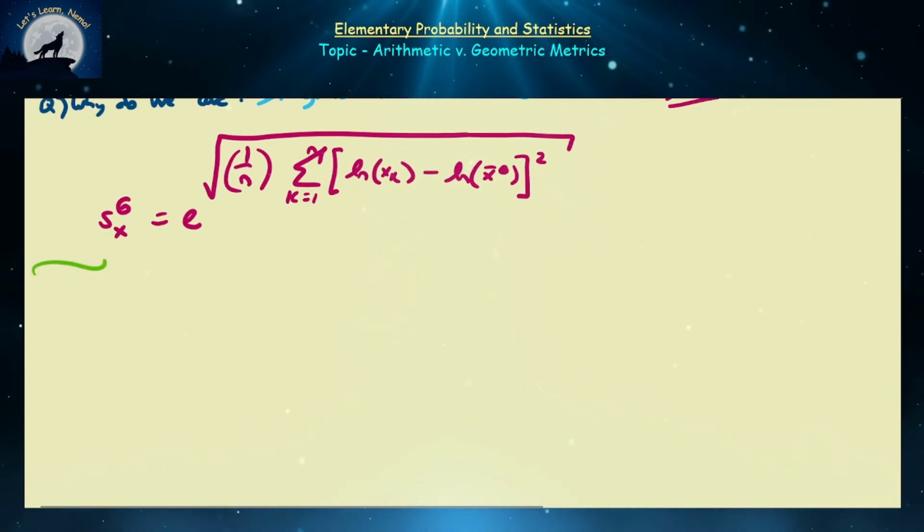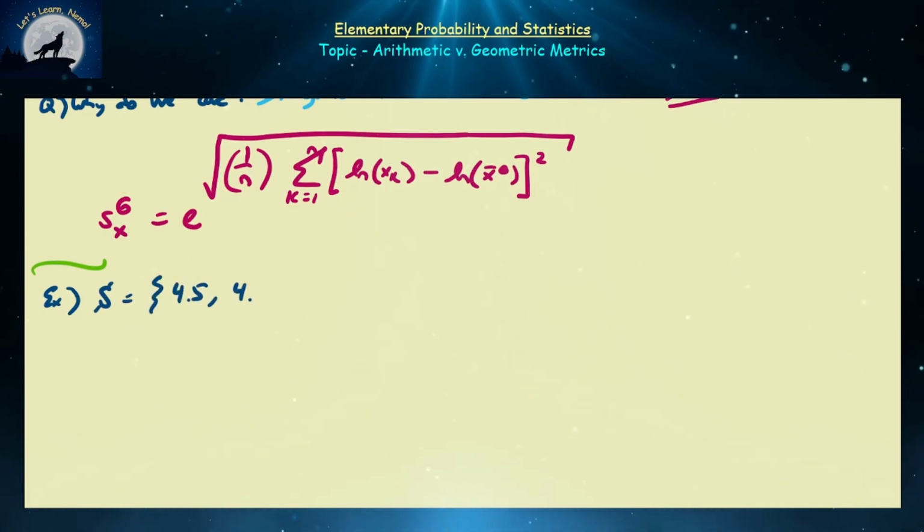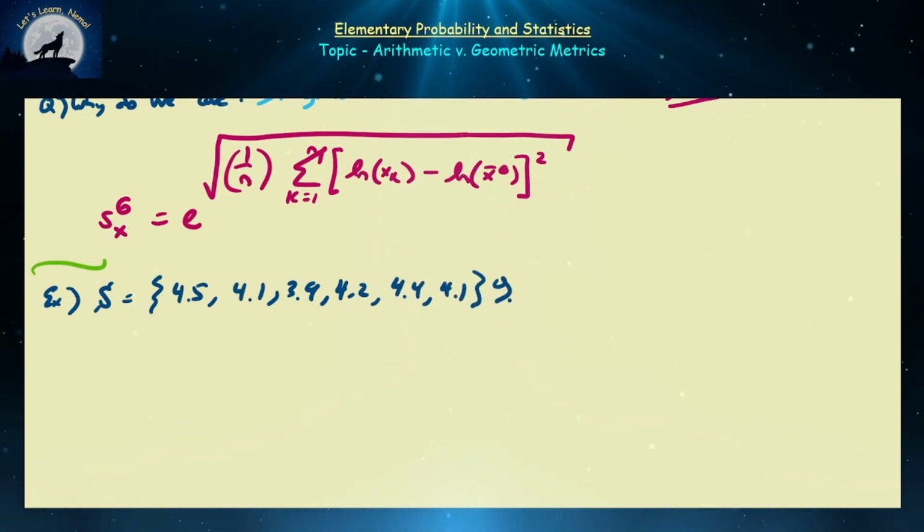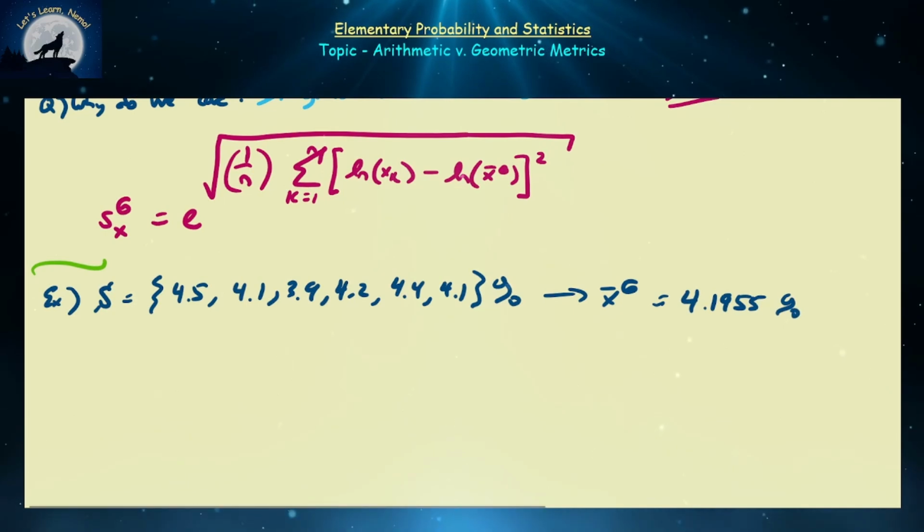So keep in mind, let's bring back our data set. Our data set S was equal to 4.5, 4.1, 3.9, 4.2, 4.4, and 4.1%. And we already know it doesn't really matter if we convert that to decimals or keep it in percent form, because we will still get the same exact answer. And remember that the geometric mean for these was approximately equal to 4.1955%, right? So let's just keep things in the original unit, and also the same for the geometric mean.